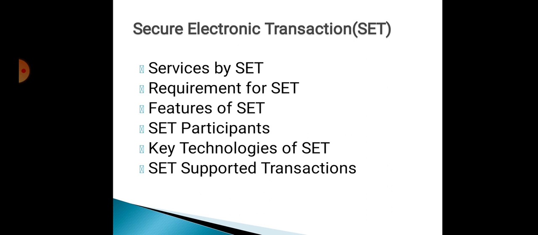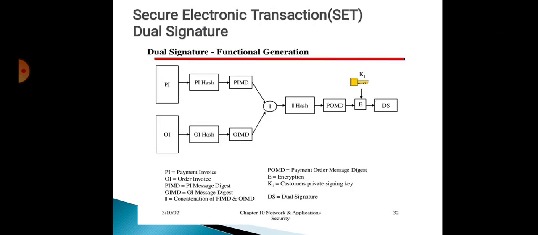Right now, our next topic is dual signature. So what is dual signature? Dual signature is needed for linking two messages. The two linked messages are intended for two different receivers: order information and payment information, that is OI and PI. OI is order information, PI is payment information.